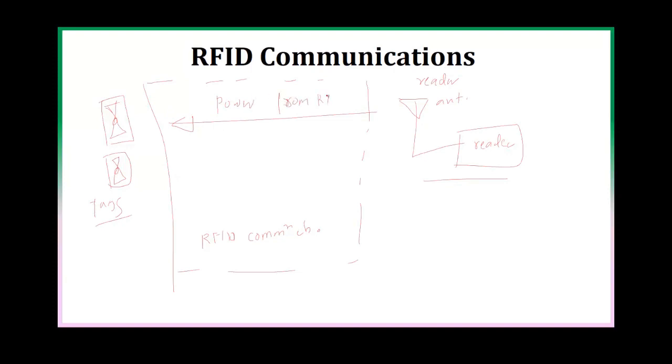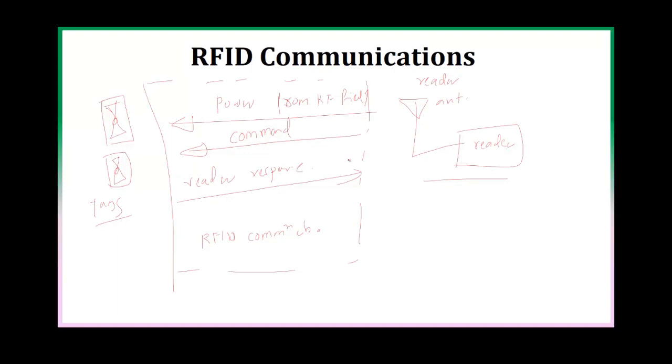You would get power from the RF field. Next would be some command or action, or we could say the reader will throw you some tag command. So the tag will give you a reader response.